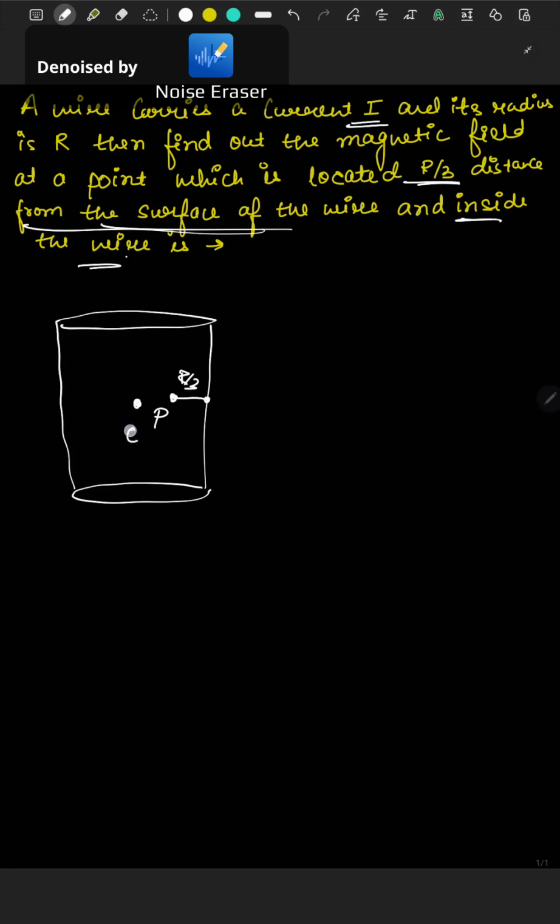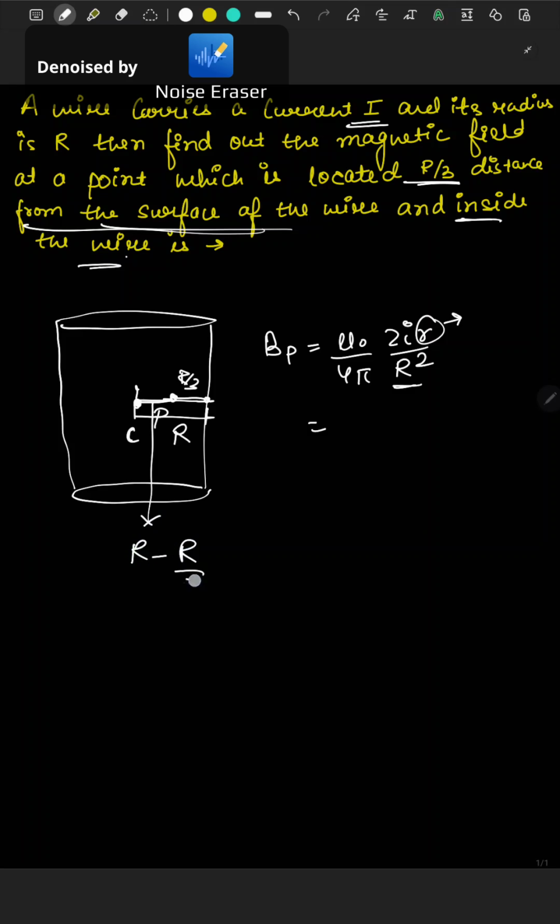And let us take it as the center. So the total radius here is r. Now the magnetic field at a point inside the wire is μ0/4π × 2I r/R². So here r is the distance of the point from the center of the wire, and here this R represents the radius. So let us find the distance of the point P from the center. This distance will be R minus R/3, which is equal to 2R/3.